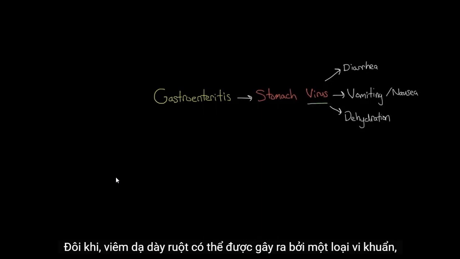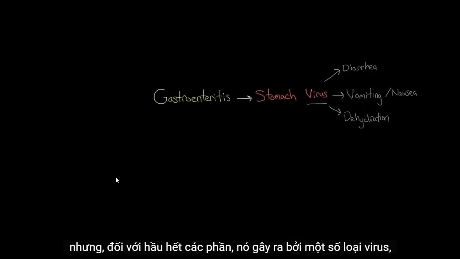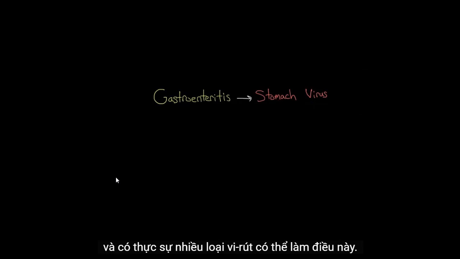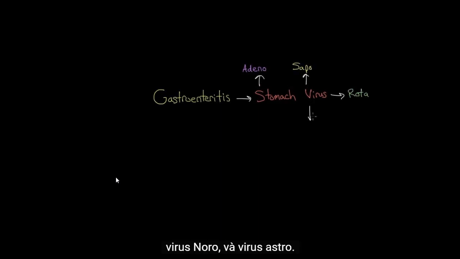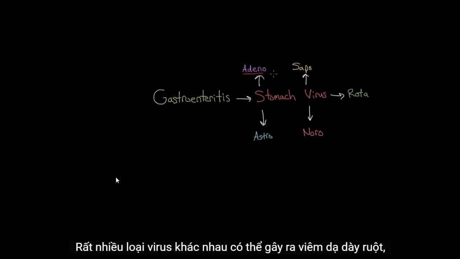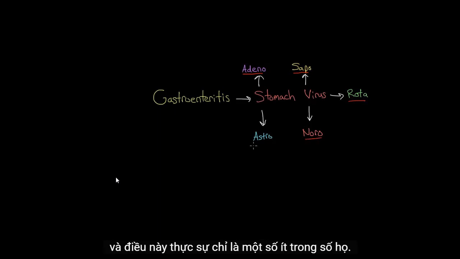Sometimes gastroenteritis can be caused by a bacteria, but for the most part it's caused by some kind of virus. And there are really many different types of viruses that can do this. Some examples could include the adenovirus, the sapovirus, the rotavirus, the norovirus, and the astrovirus. So a lot of different viruses can cause gastroenteritis, and this is really just a handful of them.